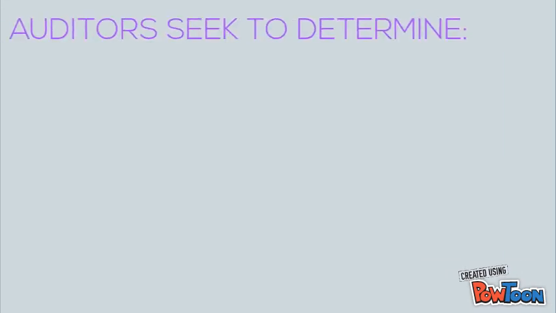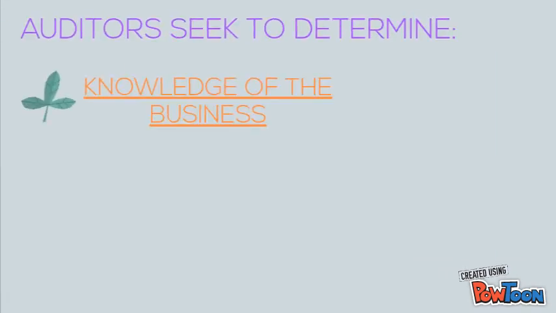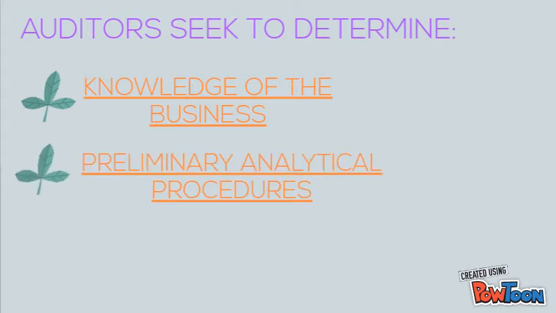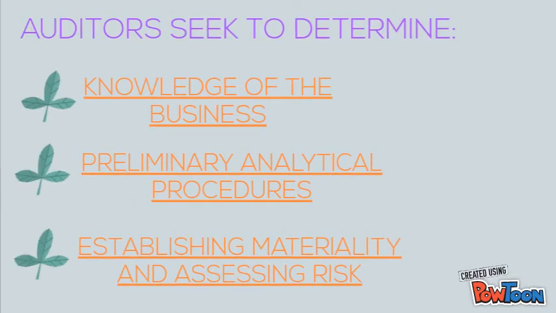Auditors seek to obtain knowledge of the business. After obtaining and using the knowledge about the business, the auditor then goes to preliminary analytical procedures, a stage that is part of obtaining an understanding of the business and helps assess the risk of material misstatement in order to determine the nature, timing, and extent of audit procedures. We then go to establishing materiality and assessing risk.